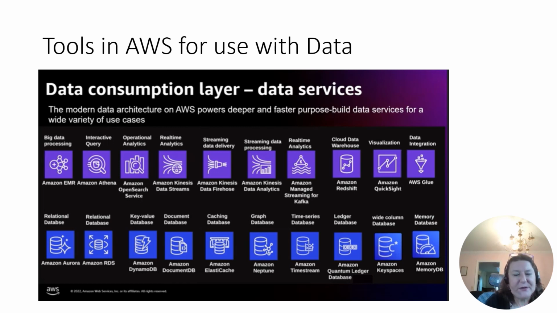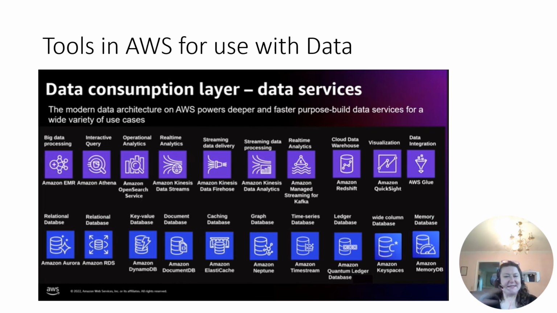So AWS has a wealth of tools in the data area. As you can see here, EMR is almost like a Spark-based data file system for AWS, which is very similar to Hadoop or HDFS. So it's called EMRFS when you're using it in that HDFS kind of mode. There's also interactive query tools like Amazon Athena. There's analytics tools like OpenSearch Service.